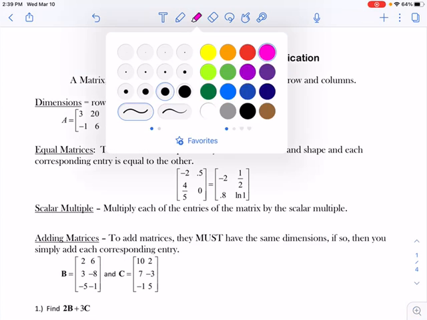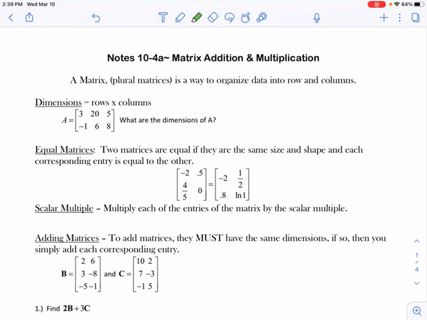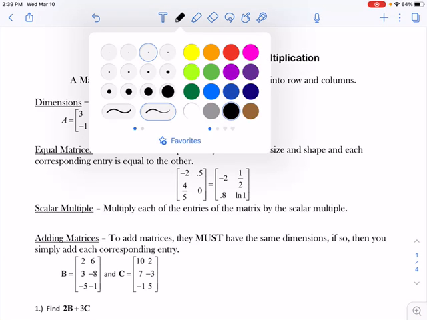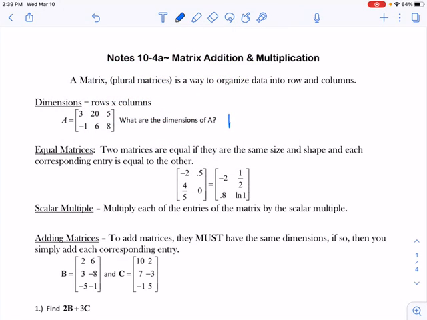So if I take a look at my number of rows going across, we have 2 rows. Then if I want to take a look at the number of columns going up and down, I have 3 columns. To label this matrix, matrix A, we'd write A, and in the subscript we put its dimensions of 2 by 3.